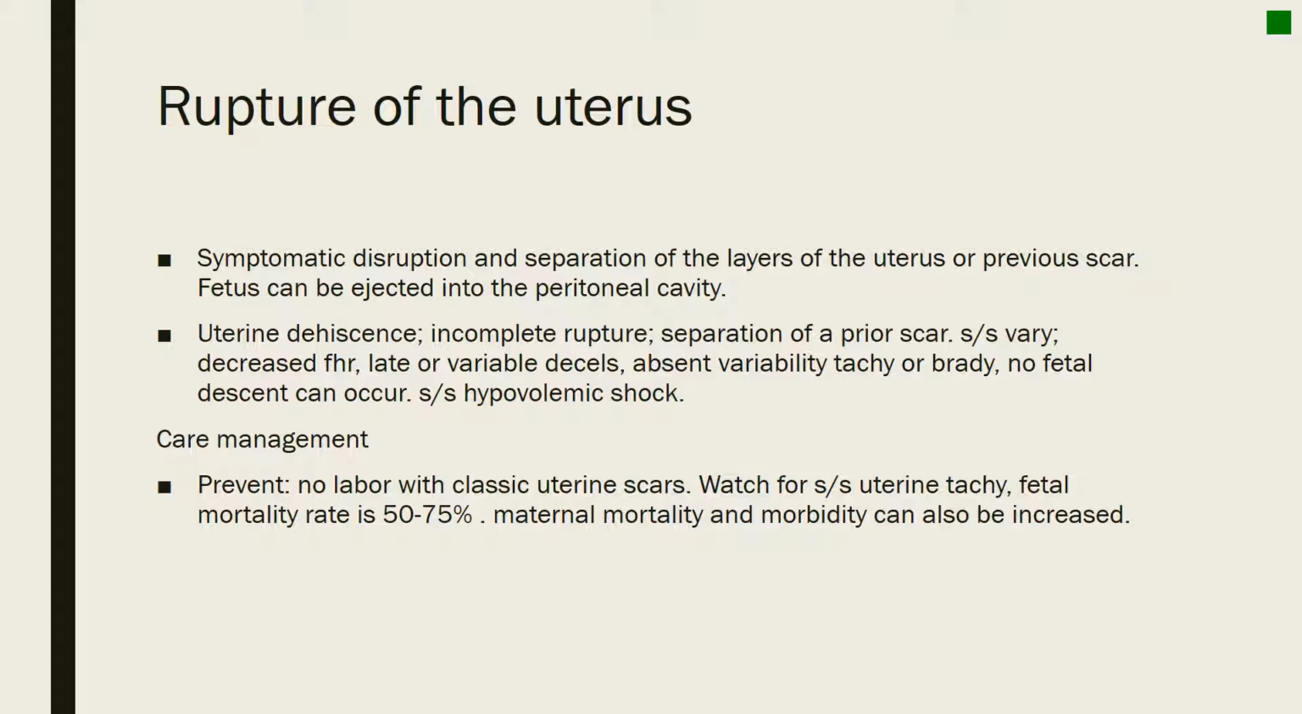Another medical emergency, rupture of the uterus. Symptomatic disruption and separation of the layers of the uterus or previous scar. Fetus can be ejected into the peritoneal cavity. There can be uterine dehiscence, an incomplete rupture, separation of a prior scar. Signs and symptoms are going to vary. Decreased fetal heart rate, late or variable decels, absent variability, tachycardia, bradycardia. Maybe there's no fetal descent. Signs and symptoms of hypovolemic shock.